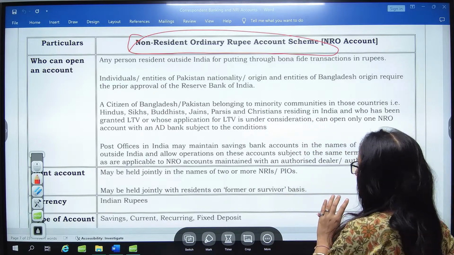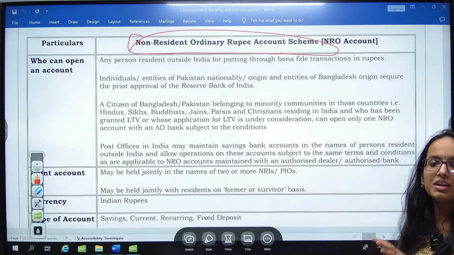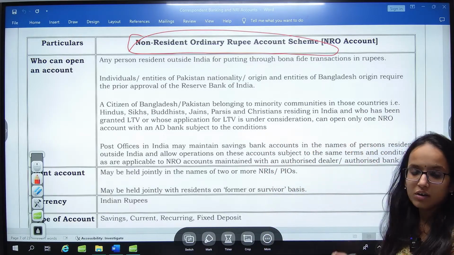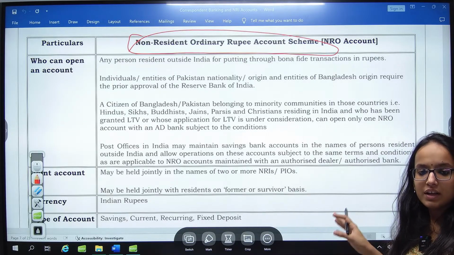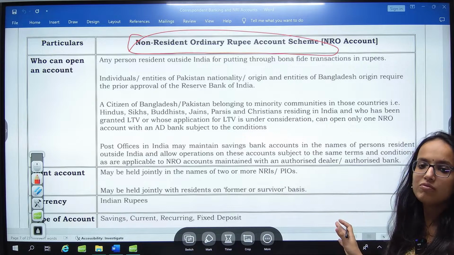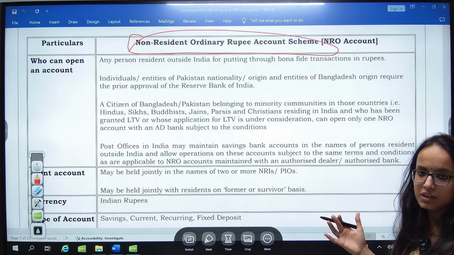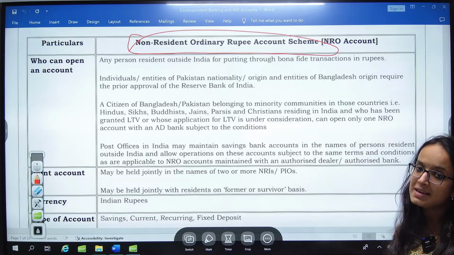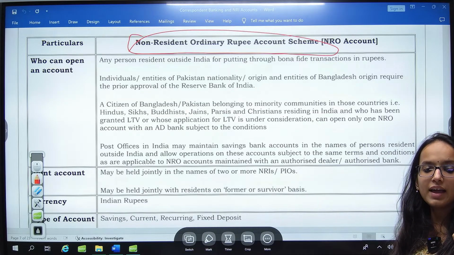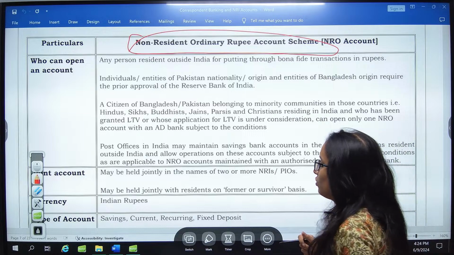So now let's see what all the provisions are for the non-resident ordinary rupee account. As the name suggests, it will be maintained in rupee only, not in foreign currency, right? So let's see all the particulars and details of the NRO account. So far, we have seen in detail the NRE account and FCNRB account. Now we are discussing the NRO account, okay? Non-resident ordinary rupee account.